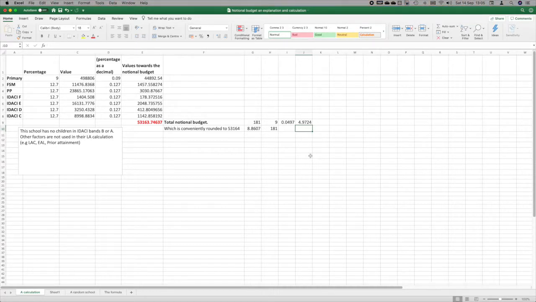So it would be fair to say that, and this is a very, very good school, I know the Abbey school, they're a very good school, it would be fair to say that they are probably going to struggle to meet the needs of their students through the SEN notional budget alone.